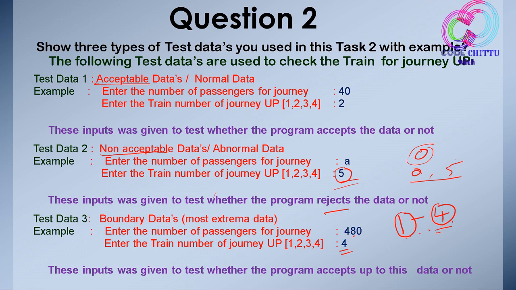Actually in the exam they do not prefer to tell you exactly whether the boundary data is acceptable or non-acceptable. It is easier for you to fix the boundary data for acceptable, because we are giving that range, 1 to 4 only. So 1 we call the least extreme data, and 4 is the most extreme data. Any one you can show. If they ask for both, we can show both. So these inputs are used to test whether the program accepts up to this data or not. So clear, I think? Next question.